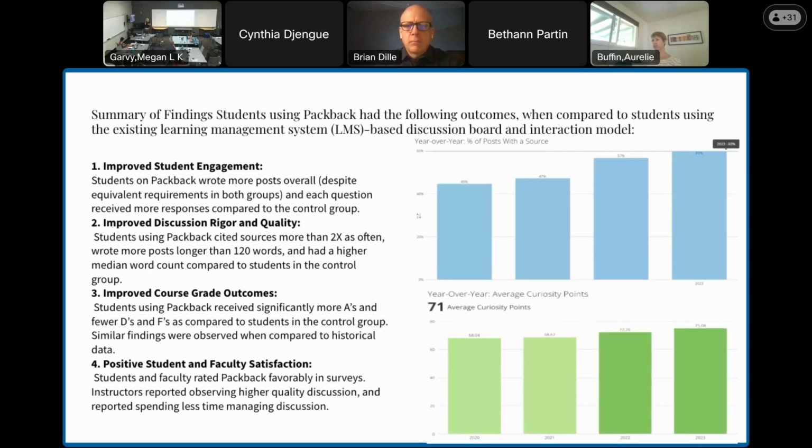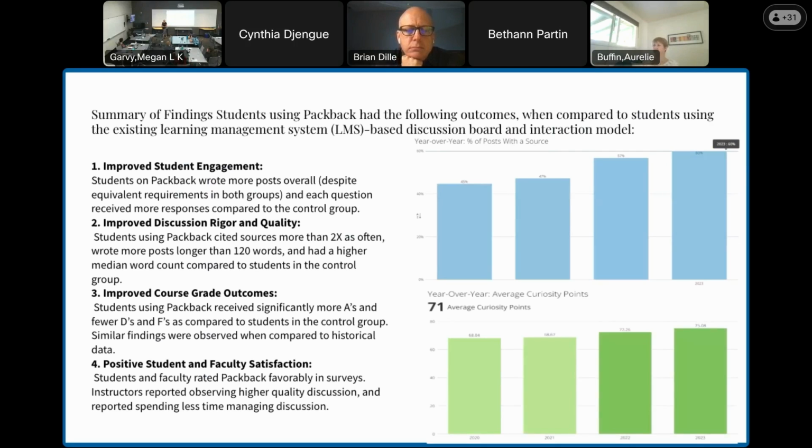I've got a couple more that are even better. The summaries and the findings. This was from the white paper study that Maricopa did participate in. It improves student engagement, as we can tell. This is the year-over-year percentage of posts. So if I move this down, you can tell what year they started with, but they ended with 21. This study was done in 21. And then the year-over-year average curiosity score.